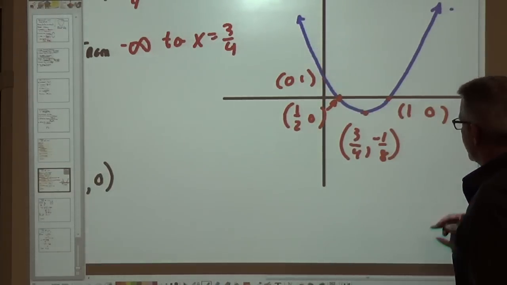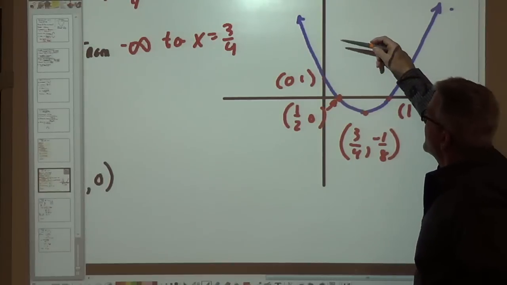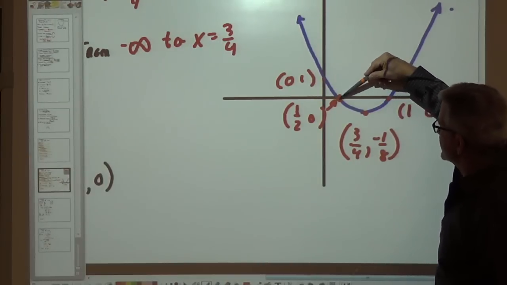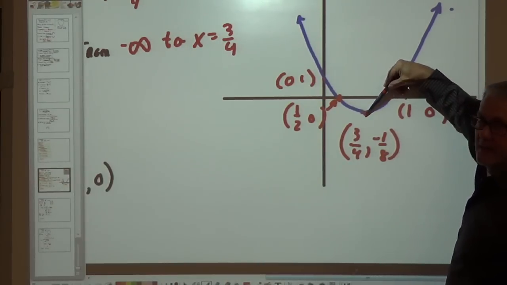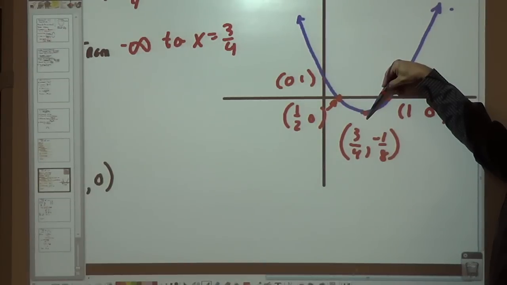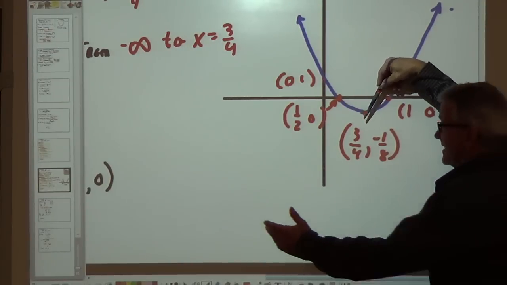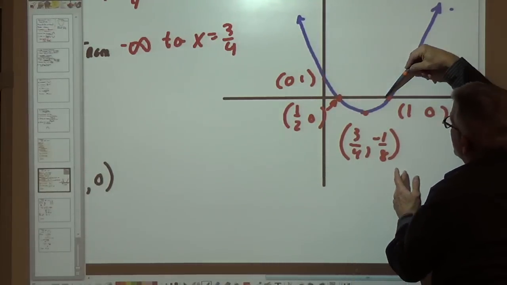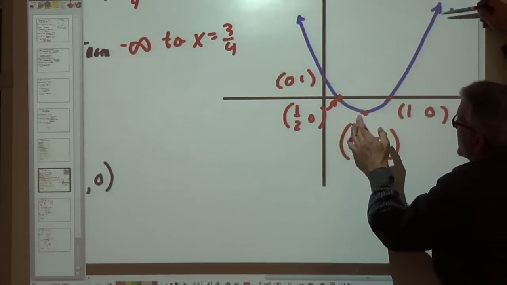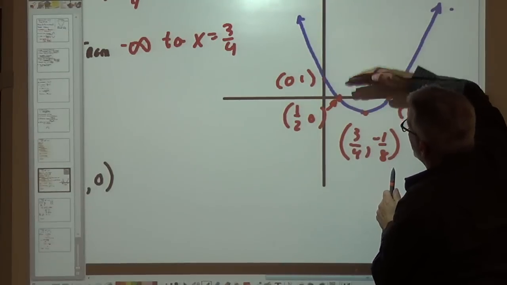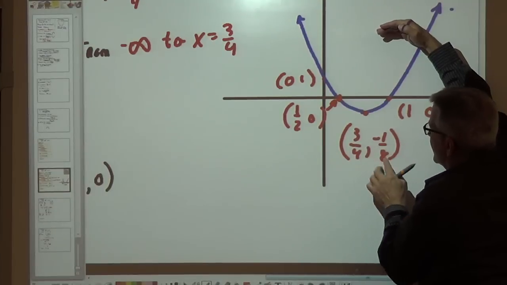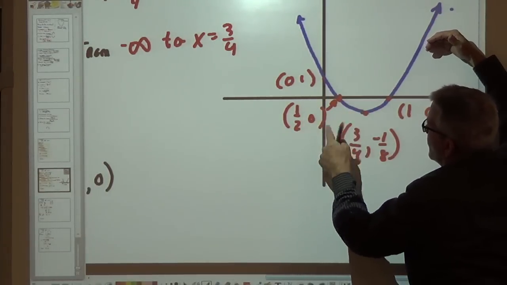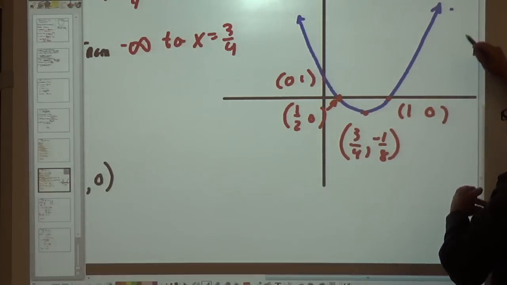And there's my graph. This tells the whole picture. Here's the vertex, (3/4, -1/8). It decreases to x equals 3/4, and then it starts to increase. You do intervals of increasing and decreasing with respect to the x values. My y value is my output, my range: y is greater than or equal to -1/8. I have a y-intercept, (0, 1), and x-intercepts (1/2, 0) and (1, 0).